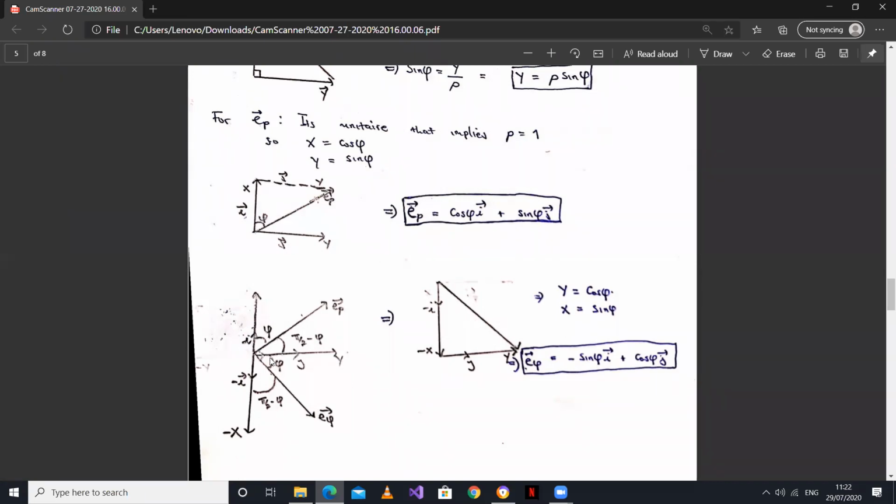And then if the angle between these two is phi, it implies that this angle here is pi over 2 minus phi. I don't think I need to explain this. You know it. The angle between x and y is 90 degrees. So that means this angle here will be 90, the total, minus this angle there. So it's pi over 2 minus phi.